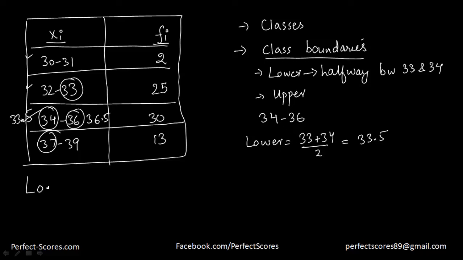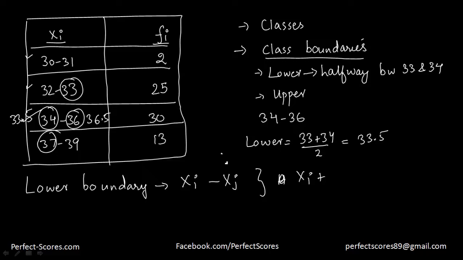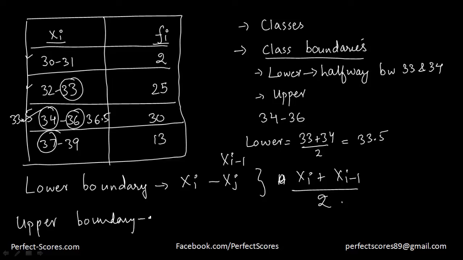So if I want to find the lower boundary for a class, let's suppose that class goes from xi till xj, right? The lower boundary is going to be halfway between xi and the previous upper limit, xi minus 1, that is xi plus x(i minus 1) divided by 2. And the upper boundary is going to be equal to xj plus the next one, x(j plus 1), divided by 2.